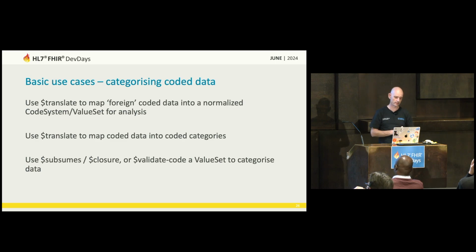And then the final way that I've seen is people will use validate code. You might define value sets which define the groupings that you're looking for, and then you test using validate code to find out whether that particular record belongs to that group or not.